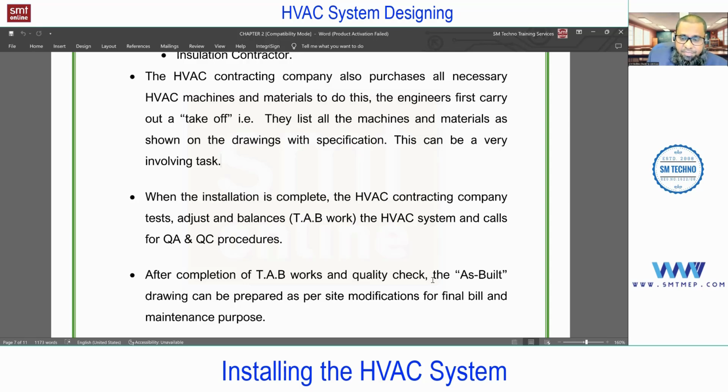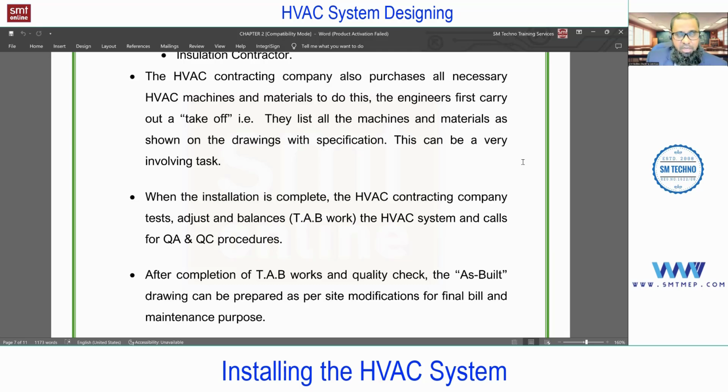So after installation, then what? We require the TAB work, nothing but testing, adjusting, and balancing. Again, the TAB work is taken care of by whom? The contracting company. Or else, for a very big project, the contracting company may hire a separate company, or they will provide this job to a separate company who takes care of this, especially for this TAB work.